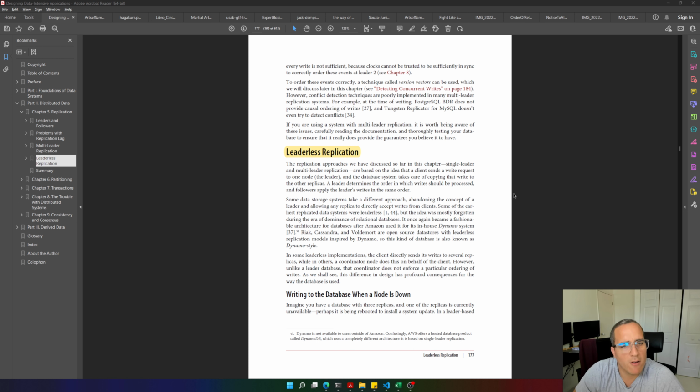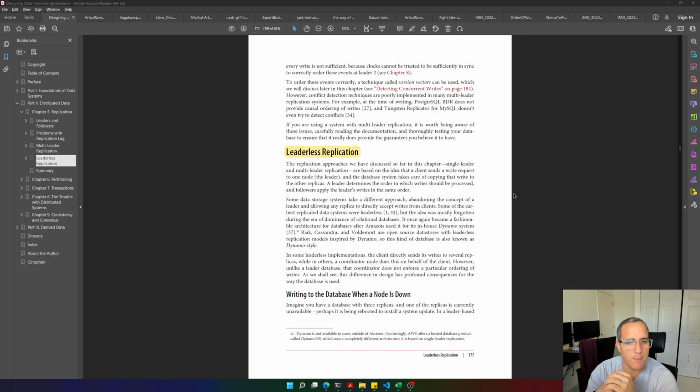The replication approaches we have discussed so far in this chapter, single-leader and multi-leader replication, are based on the idea that the client sends a write request to one node, the leader, and the database system takes care of copying that write to the other replicas. A leader determines the order in which writes should be processed, and followers apply the leader's writes in the same order. Some data storage systems take a different approach, abandoning the concept of a leader and allowing any replica to directly accept writes from clients. Some of the earliest replicated data systems were leaderless, but the idea was mostly forgotten during the era of dominance of relational databases.